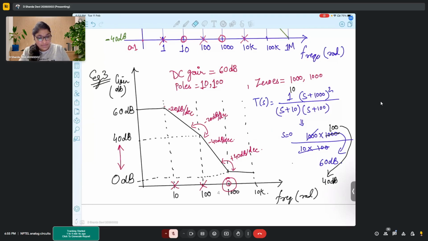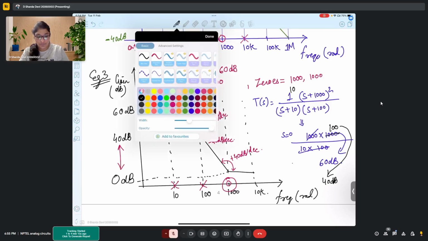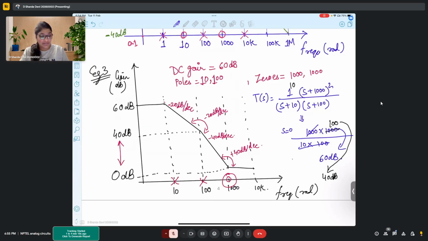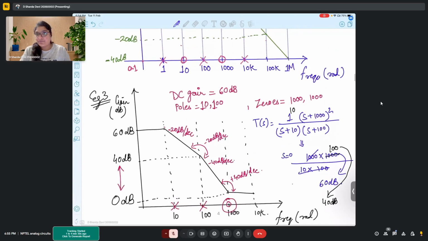Bode plots? See, frequency responses and Bode plots are very important when we are talking about circuits. A lot of information is drawn from these Bode plots only. That's why we need to understand them thoroughly. Yes, somebody is saying something. Phase plot. Phase plot is not this straightforward.